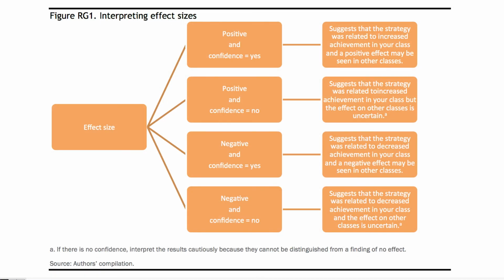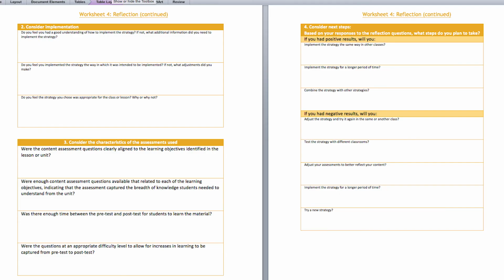The reflection worksheet includes a figure that can be used as a flowchart to help you to interpret the results from the Excel analysis tool. It gives you information about what to think about if you have a positive or a negative effect size, and whether or not your confidence is yes or no. It also asks teachers to consider the implementation of the strategy. It asks teachers to consider the characteristics of the assessment that they implemented. And then it also asks teachers to consider what next steps they might take.